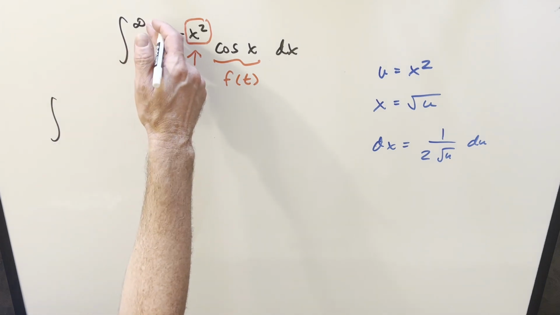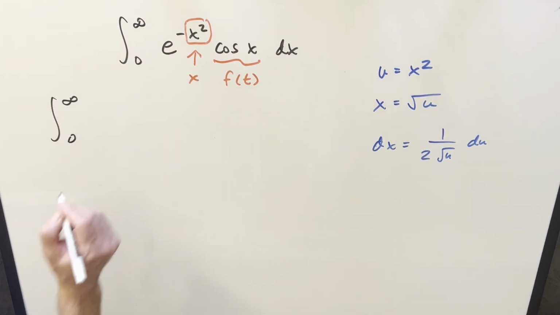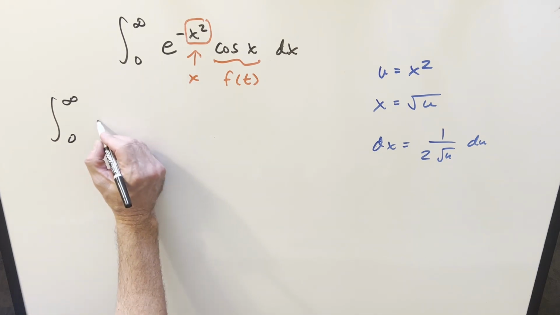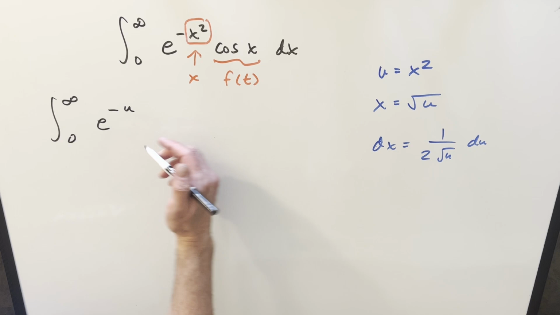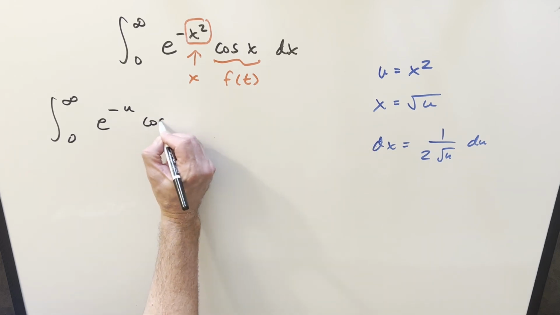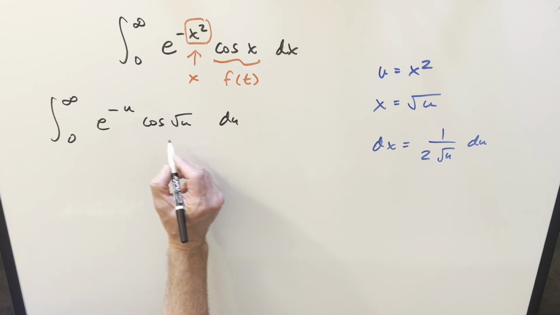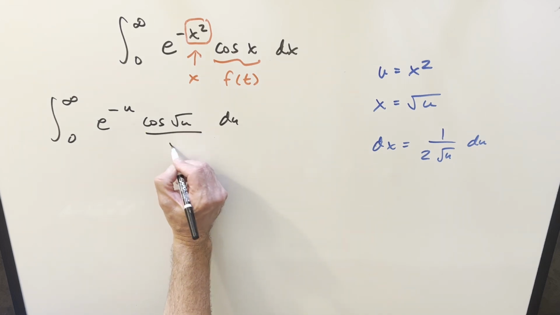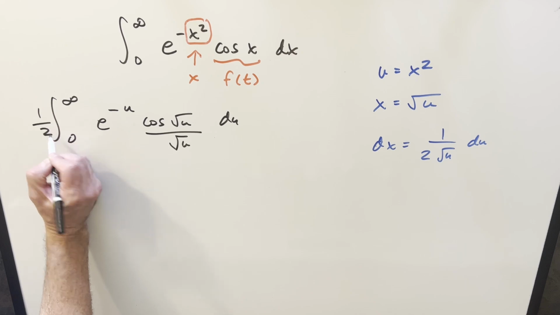So then we'll go ahead and substitute on it. First, the upper bound, plug in infinity. We're going to have infinity there. Plug in 0, that's just 0. This part is just now going to become e minus u. Our x is square root of u, so now we get cosine square root of u. Dx is going to be du. We'll write it like this, over square root of u. This 2, let's just bring it all the way up front. Let's write this as 1/2 here.